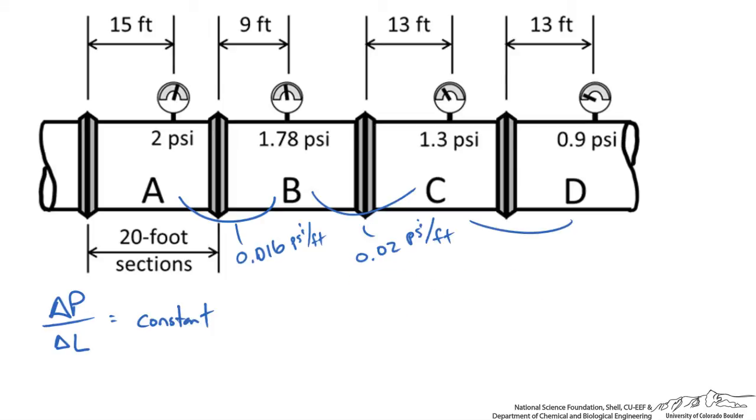We do that from the gauge in section C to section D. 7 feet remaining in C, plus the 13 feet is 20. We have 0.4 psi per 20 feet. This gives us what we saw before, 0.02 psi per foot. So we see that the readings between sections B and C and D are the same. That's what we would expect for a constant pressure drop.